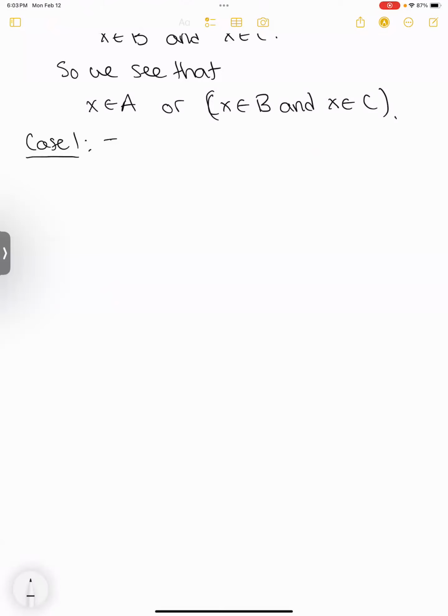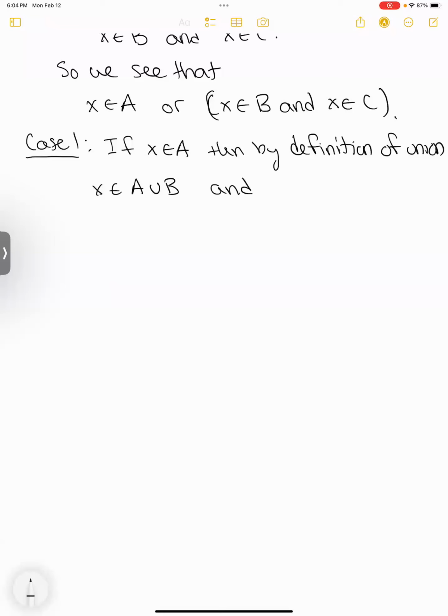So that case is if X is in A, then by definition of union, that means that X must be in A union B and X must be in A union C, right? Because in order to be in a union, you have to be in either A or B, but you're in A. So you're in A or B. And in order to be in the union here, you have to be in A or C, but you're in A, right? So that's good.